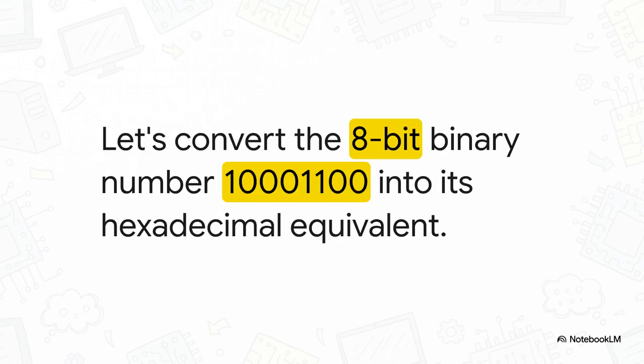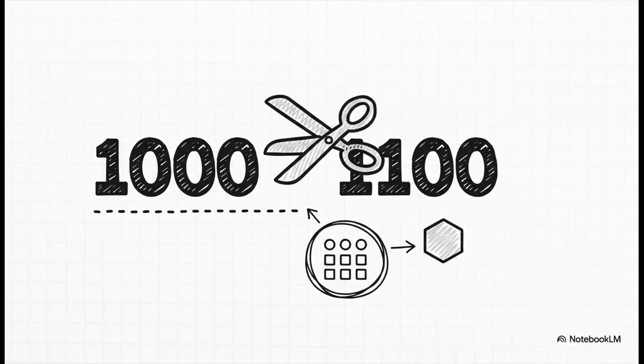So why is this so useful? Well, the real magic is that switching between binary and hex is ridiculously easy. Let's take a look at this 8-bit number and see how it works. The whole trick is you just split the binary number into little groups of 4 bits. Now, why 4? Well, because a 4-bit number can represent exactly 16 different values, from 0 to 15. That's 2 to the power of 4. And that maps perfectly onto a single one of our hexadecimal digits.